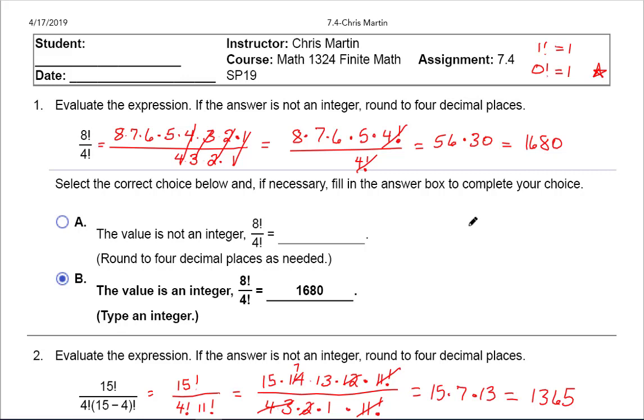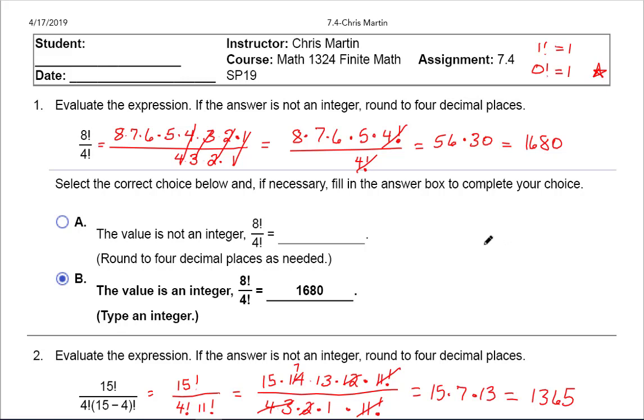Welcome to Math 1324. This is section 7.4. We're looking at how do we count. Now you might think, well, that's easy. You just put all the things down on the table and start counting them. Well, sometimes maybe you can't actually list all the possibilities because there's too many of them. So we need a way to count.